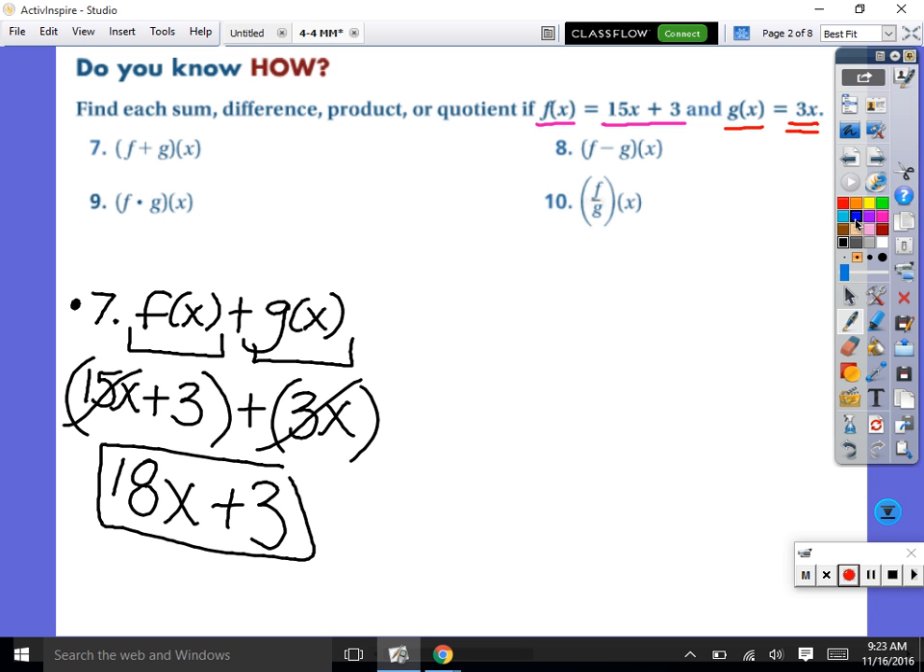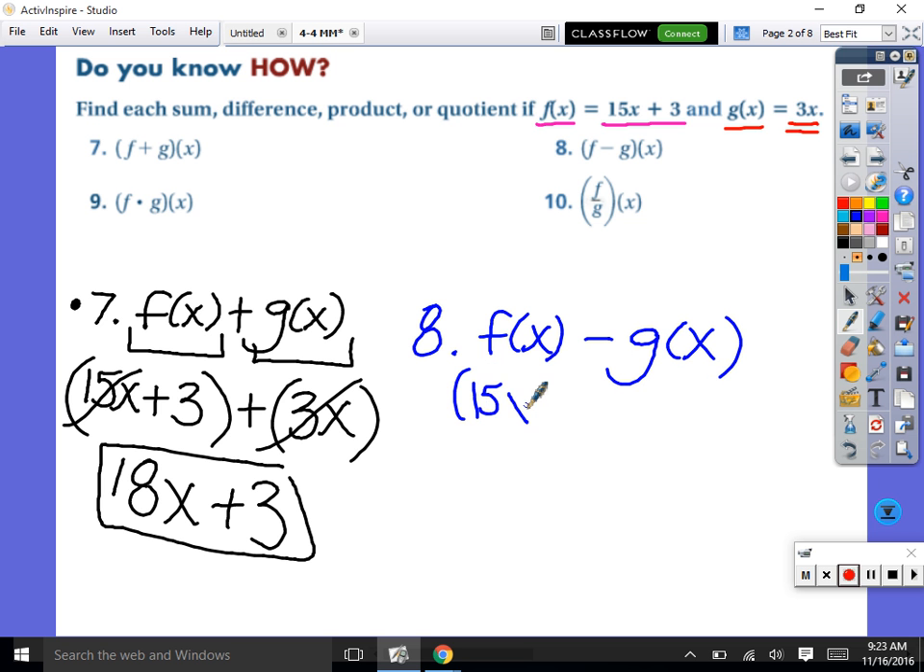Okay, let's do number 8. So this is f of x minus g of x. So once again, rewriting f of x using parentheses, 15x plus 3, then you're subtracting g of x, which is 3x. We're subtracting the functions.